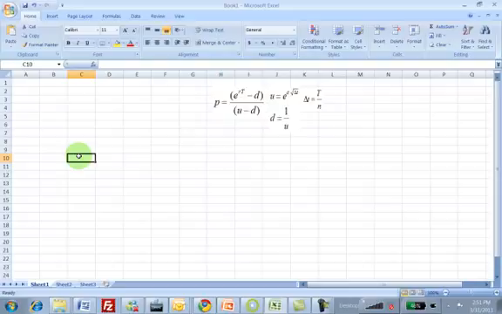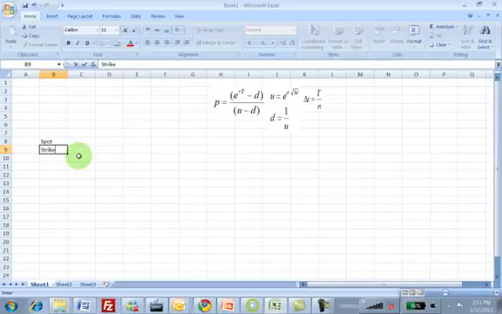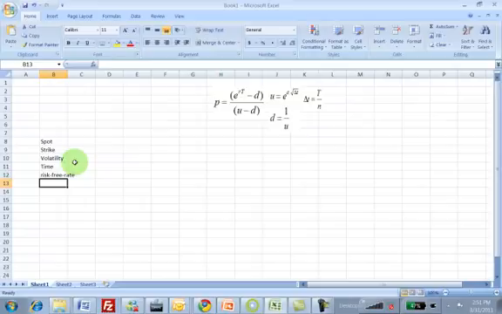What do I need to calculate the value and price of an option? I need what I call a spot price, the value at which the underlying is trading right now. I need a strike price, the price at which I've agreed to purchase, buy or sell the underlying. I need the volatility of the underlying security. I need a time to maturity. I need an estimate for the risk-free rate, and I need the number of time steps.